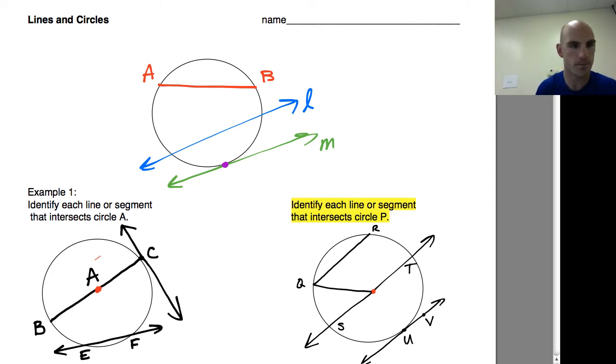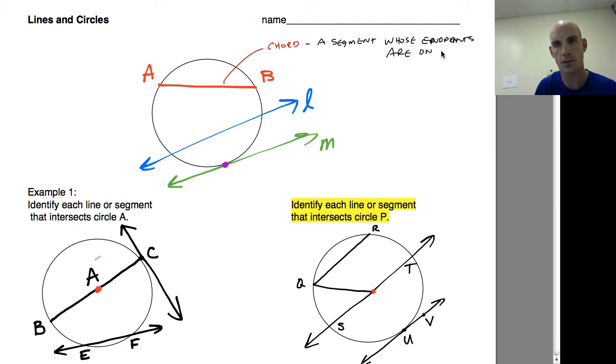The first one, in red here, AB, is called a chord. And it's not a chord like musical, but it's spelled kind of the same way. And this is a chord. And the definition of a chord is a segment whose endpoints are on the circle. Okay, so a segment whose endpoints are on the circle.